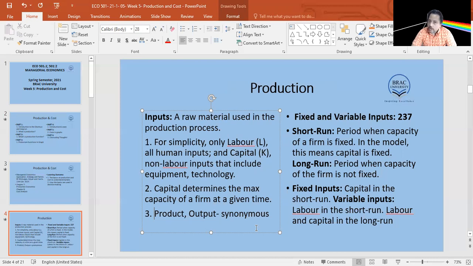Fixed inputs and variable inputs. When we use this term, then basically what we are doing is we are talking about the short run. In the short run, capital is fixed. In the short run, the only input that is variable is labor. So labor in the short run is variable. Capital in the short run is fixed.